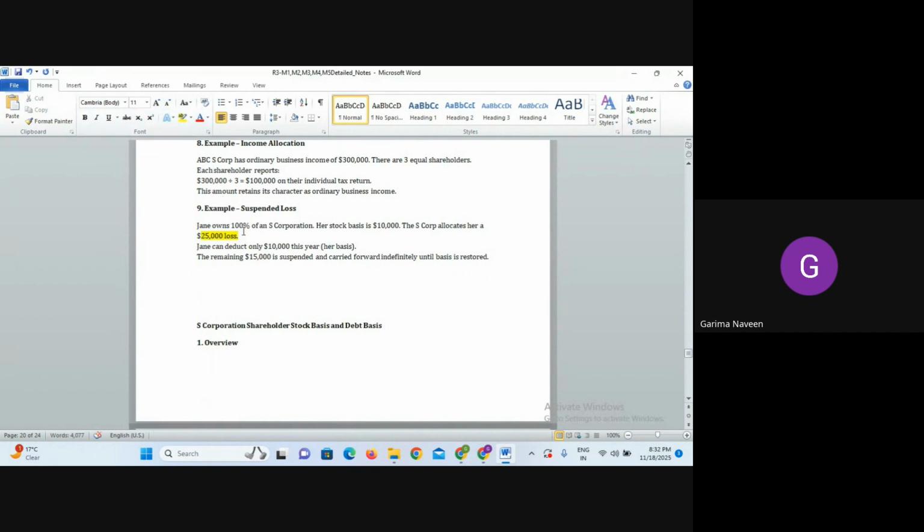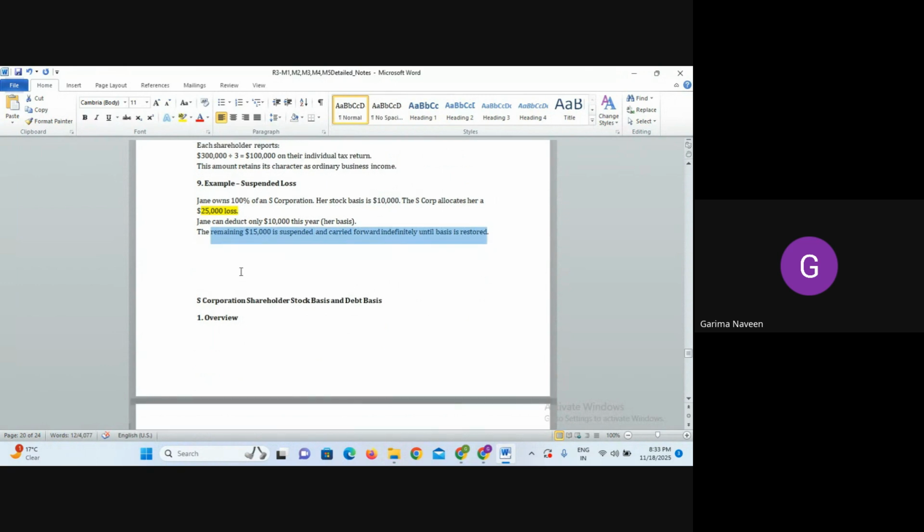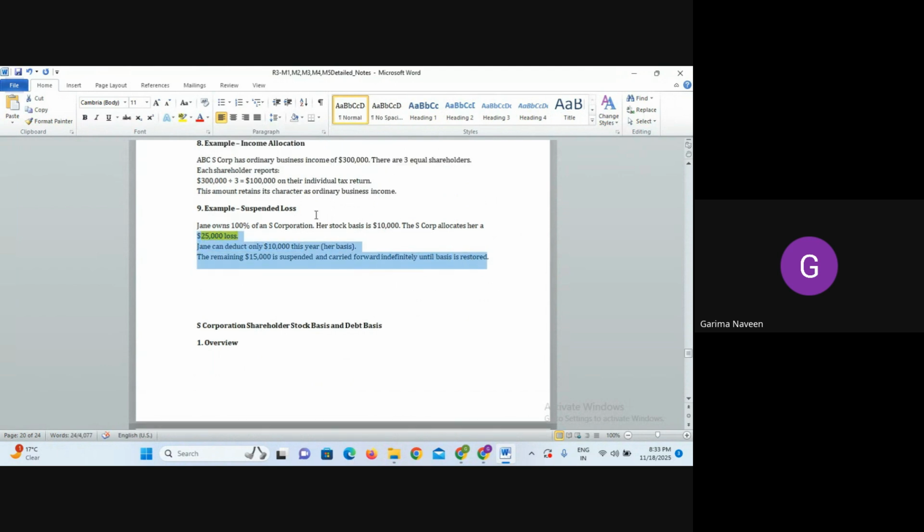Okay, as I told you, the whole amount of loss will not be deducted. It is subject to certain limitations. First is the tax basis limitation. Since you do not have any debt basis here, your stock basis will be equal to your tax basis, which is $10,000. That means you can deduct up to $10,000 of loss, and the excess $15,000 you have to carry forward. So this is an example related to only one limitation.